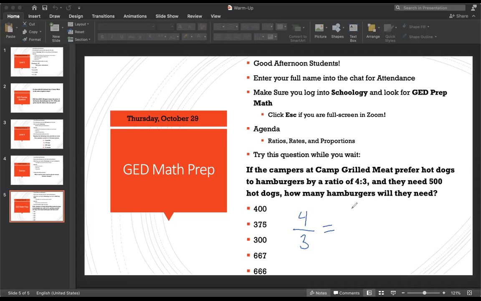So we know that we have 500 hot dogs. We're trying to figure out how many hamburgers we need. So if this is our ratio, you cross multiply, exactly. So then we have 4x is equal to 1500. And then when we divide both sides by 4, we get x is equal to 375.